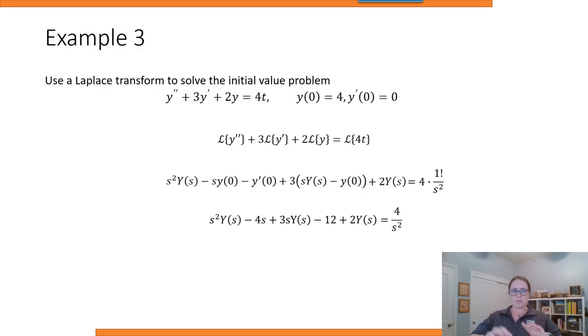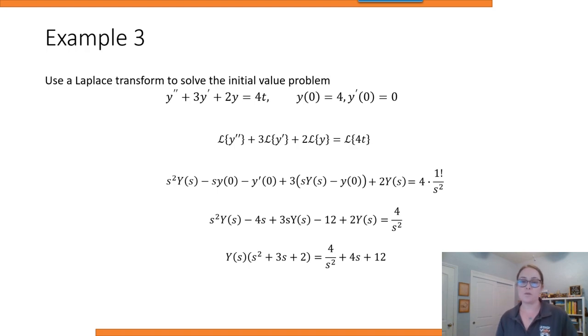Okay, so at this point, I want to start collecting terms. I want to solve this for y of s. So I've got that minus 4s and the minus 12 on the left side. I'm going to move that to the right side of the equation. And then the 3 terms left that have a y of s in them, I'm going to factor that y of s out of it. So I end up with y of s times s squared plus 3s plus 2 equals 4 over s squared plus 4s plus 12.